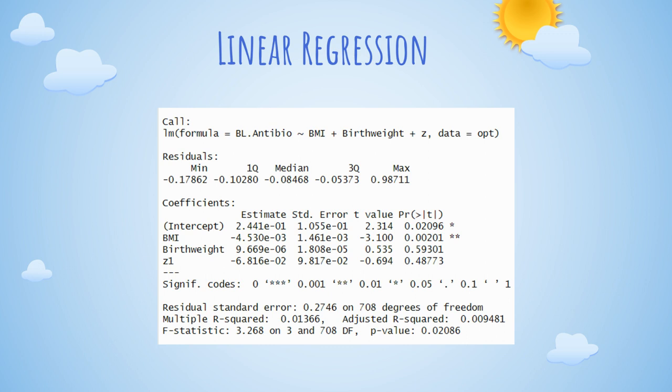Next, we can do a regular linear regression first, and we can see from here that BMI is the only significant variable, telling us that there is a significant relationship between BMI and antibiotic use. However, the coefficient is negative, so as BMI increases, antibiotic use decreases.